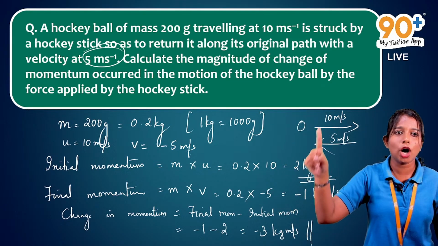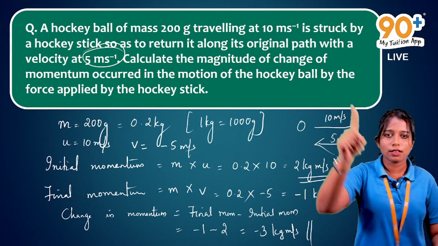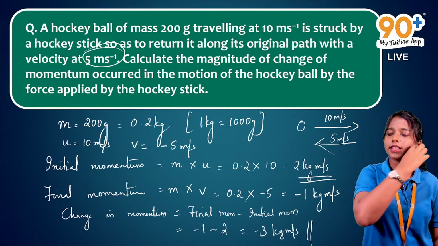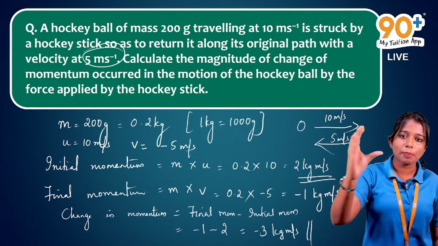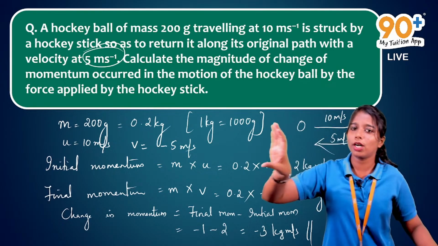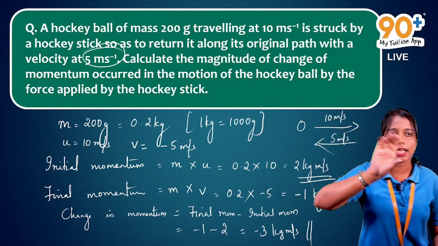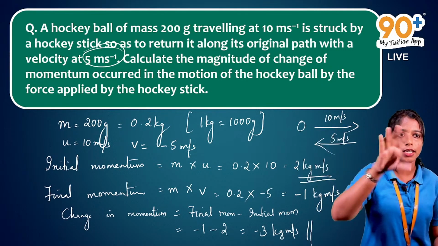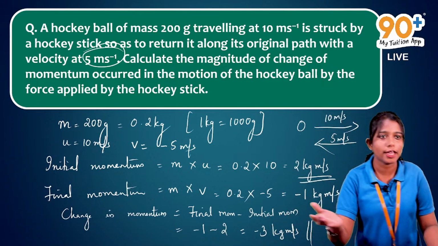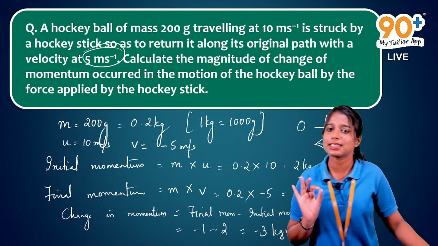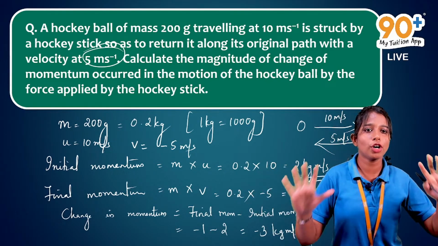Look here. Initially the hockey ball was traveling in this direction. It is struck by a hockey stick, and then the ball returns along the original path, going in the opposite direction. So we should take the value as minus 5 meter per second. Understand the sign also. Got it? Yes or no?